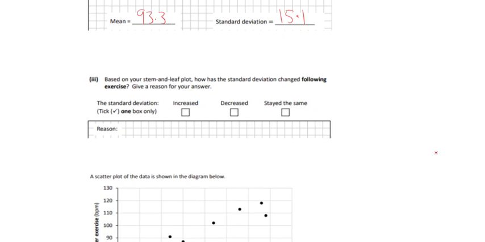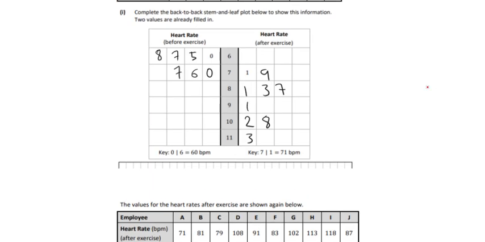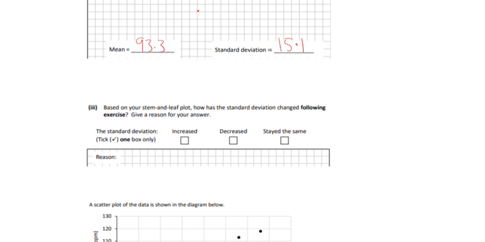Right, based on the stem and leaf plot, how has the standard deviation changed following exercise? Well, if we look back up here, we can see that following exercise there's a greater spread in the data. They're much more spread out. Before exercise they were all either 60 or 70 something, but now you've one person that's 71 and another person at 113. Therefore, they're much more spread out after exercise. We can see that from looking at the stem and leaf plots. Therefore, we must say it's increased and a greater spread in the data. And that's all there.